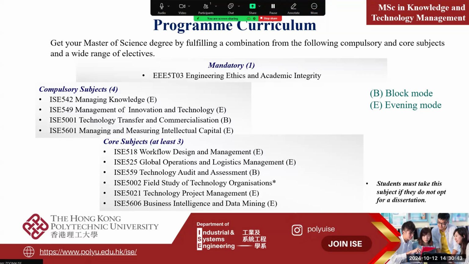And then the other core subjects are more related to different disciplines. I think it depends on the student's interest, because some students like to work in the logistics industry in the future. They will study subjects related to warehouse management and global logistics systems. For some students, they're interested to work in the AI area. They will study subjects related to business intelligence and data mining. And then some students are more interested in managing projects in the organization. They will study technology project management.